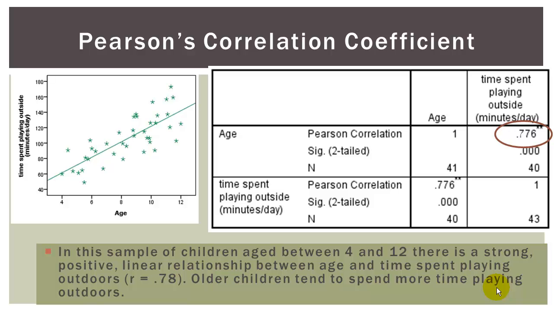Now there's a long, complex formula that you can use to calculate Pearson's correlation coefficient, but fortunately we can get SPSS to do all the hard work of calculation for us. So this is one of the scatterplots we looked at in part 1, showing the relationship between age and time spent playing outdoors. And together with that you'll see the output from the SPSS correlation procedure that shows us the correlation between age and time spent playing outdoors. And Appendix A9 in the textbook shows you how to produce that particular output.